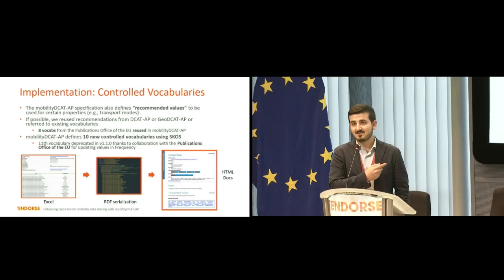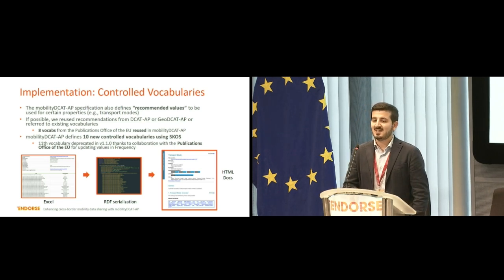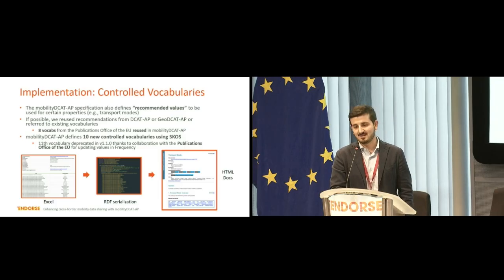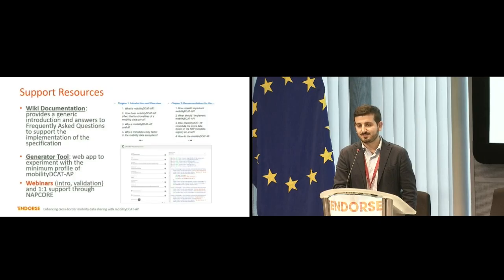An interesting thing here, from the more technical side, is that we leverage Excel files to get the help of domain experts. And in our controlled vocabulary folder on GitHub, you can find a workflow that we use to automatically generate RDF and then HTML documentation from these Excel files. Then we have all the part related to hosting and publication that use persistent identifiers, and you find all the information on our GitHub organization.